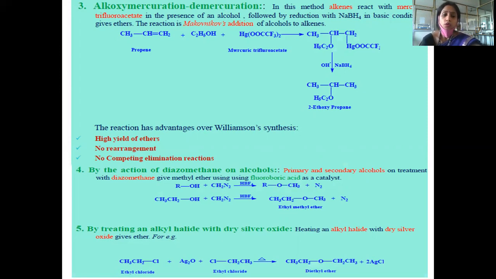Next, we see the action of diazomethane on alcohol. So, diazomethane is what? CH2N2. This reaction occurs in the presence of HBF4, that is fluoroboric acid, as catalyst. Simply, CH2N2 breaks down such that N2 gets released and the CH2 gets incorporated in the alcohol, and we get the respective ether. The next is the treatment of alkyl halide with dry silver oxide. When two alkyl halide molecules react with silver oxide, we get AgCl and diethyl ether as the product.